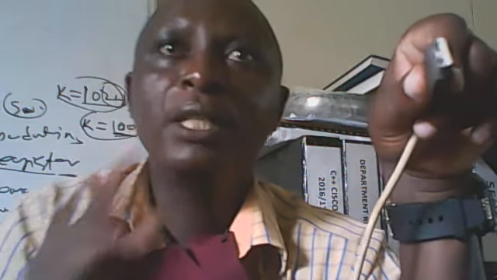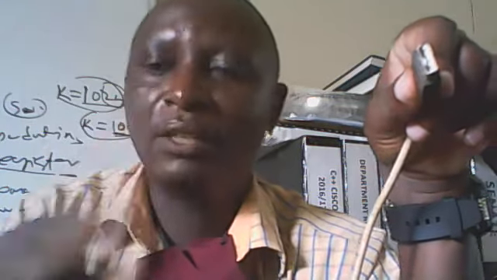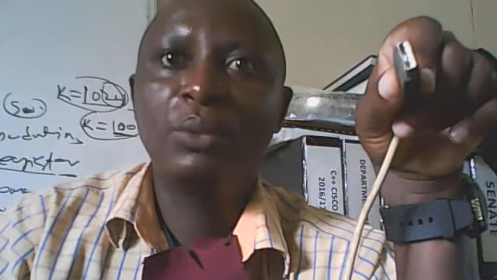A PS2 is like a circle like this. Are you getting that? Yes, with some pins inside it. Are we together? That is a PS2 type of keyboard. We shall also look at them down here.